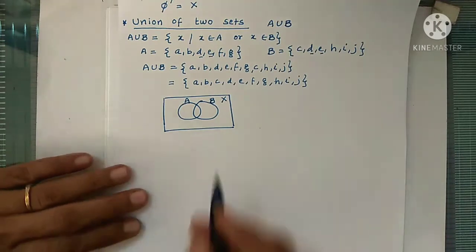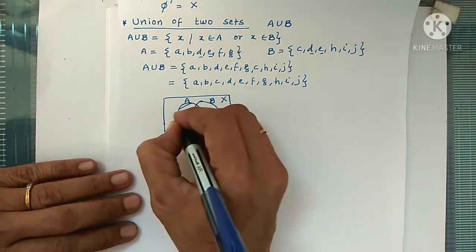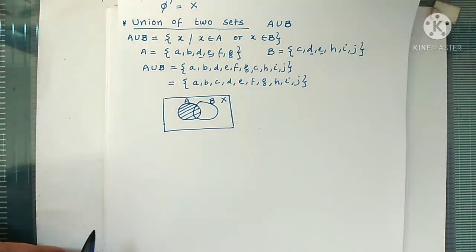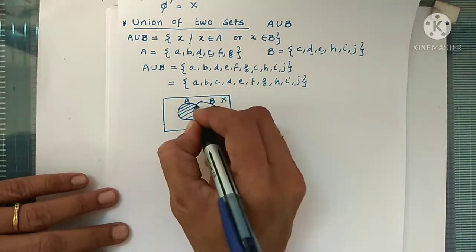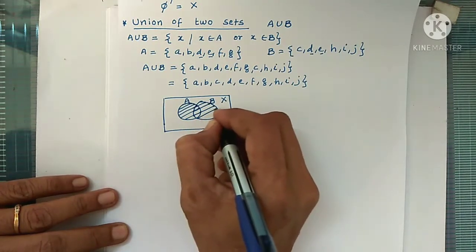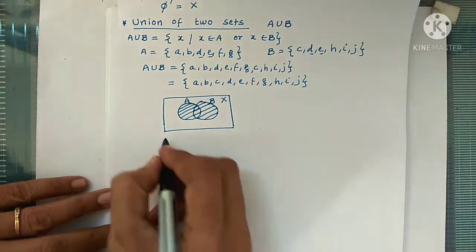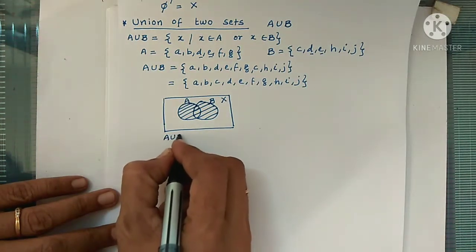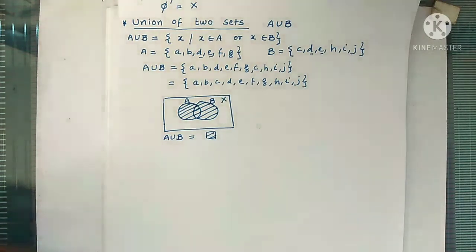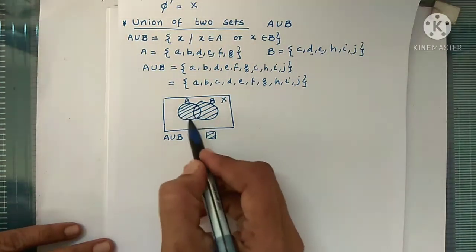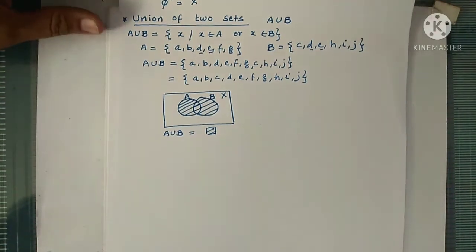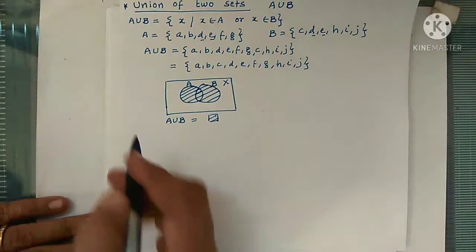A union B is elements of A. Let's take first of all elements of A. So these are elements of A. Now let's shade circle B, with the same type of shading because we are taking union. So A union B is the shaded portion. See here, for A union B we have to take elements of A and elements of B both, and elements of both the sets also. So this is A union B.